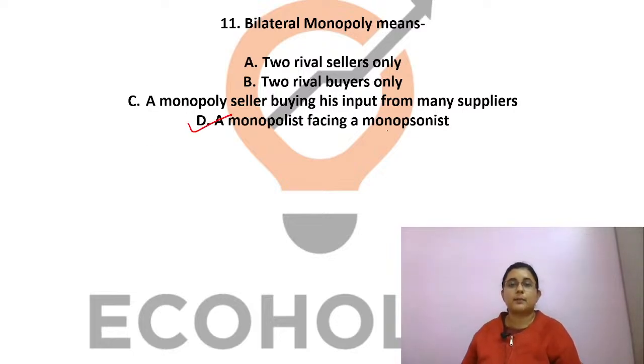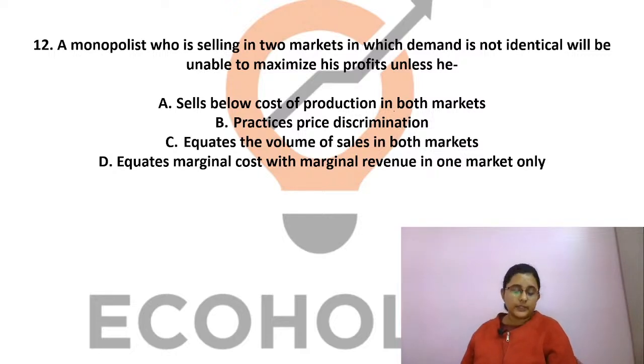The monopolist facing a monopsonist is a bilateral monopoly, where we have one monopolist and one monopsonist, two people. Arifa, very good. You have given me the right answer. A monopolist who is selling in two markets in which demand is not identical will be unable to maximize his profits unless he, option A, sells below cost of production in both markets. Option B, practices price discrimination. Option C, equates the volume of sales in both markets. Option D, equates marginal cost with marginal revenue in one market only.